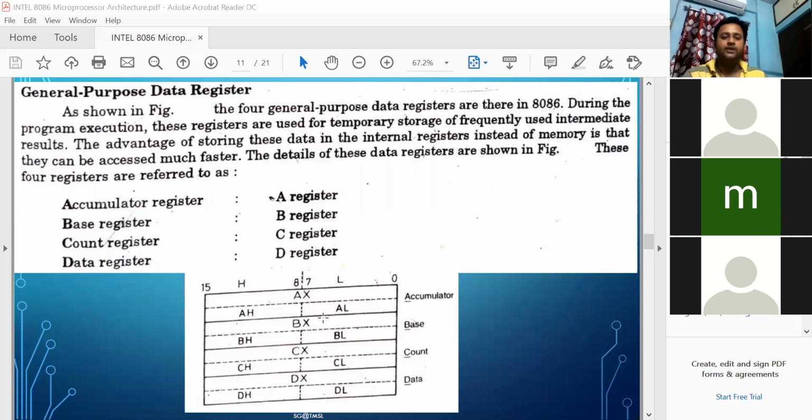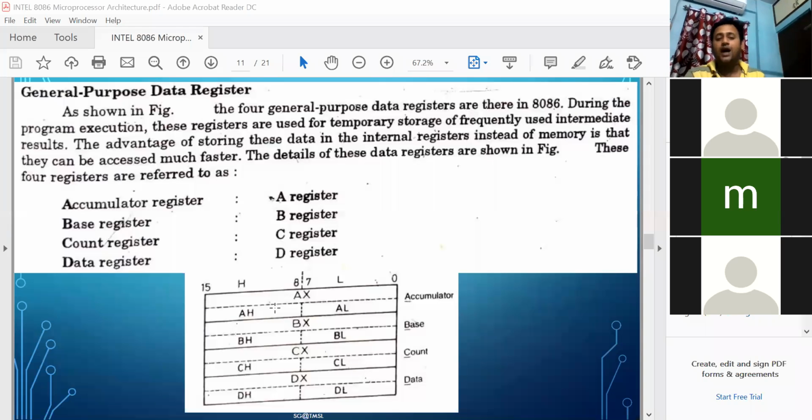So AH and AL create the accumulator, and BH and BL create the BX register, or the base register. Next are CH and CL, which create the CX register, or count register, and DH and DL, whose combination creates a 16-bit register used as the data register. To operate on 16-bit data, you can use AX, BX, CX, or DX, and if you need to process 8-bit data, you can use either the upper 8 bits or the lower 8 bits of that register.